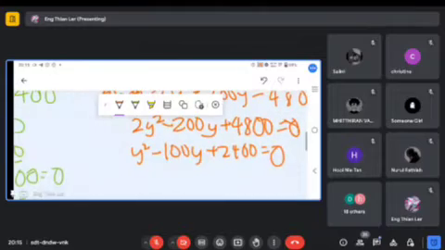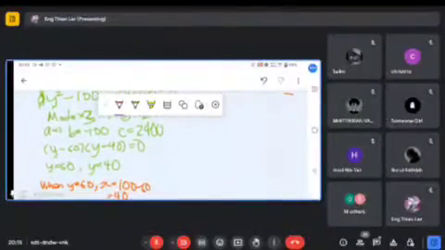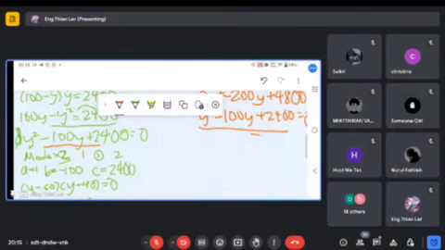So you see, this is exactly the same as this equation. They are the same. But I use the elimination method. So eventually you will get y equal to 60 and x equal to 40, or x equal to 40, y equal to 60, something like that.